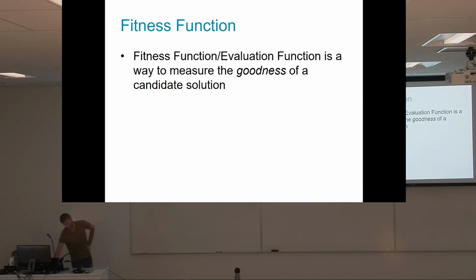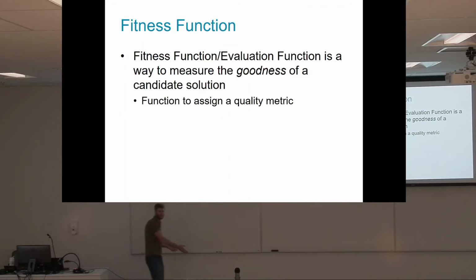Fitness function, evaluation function, is a way to measure the goodness of a candidate solution. And it's the function we use to assign quality. But sometimes quality is not obvious. Sometimes the function you use to describe quality might be fantastic or it might be terrible. Depending on how we evaluate them, it might have huge consequences for the shape of the space we're searching.